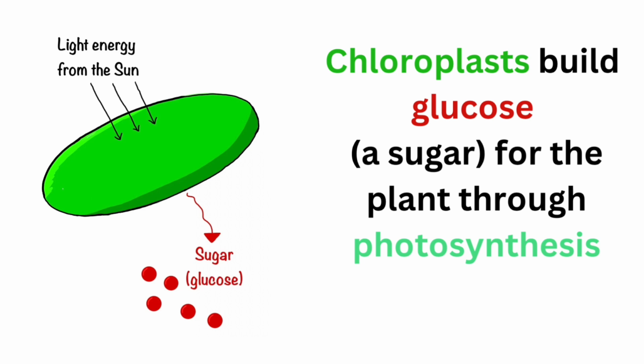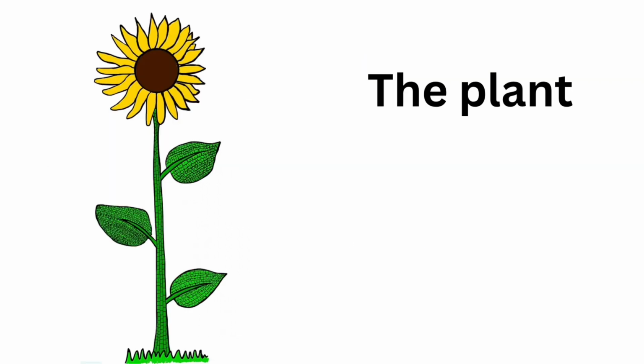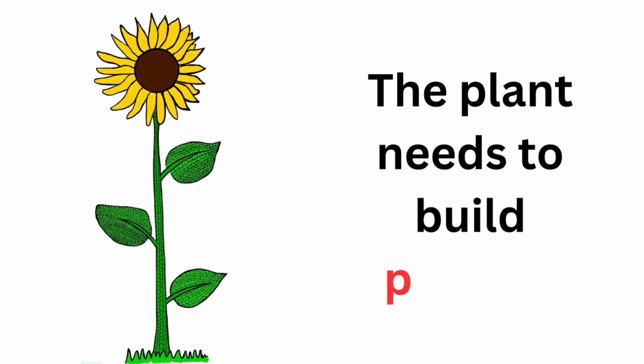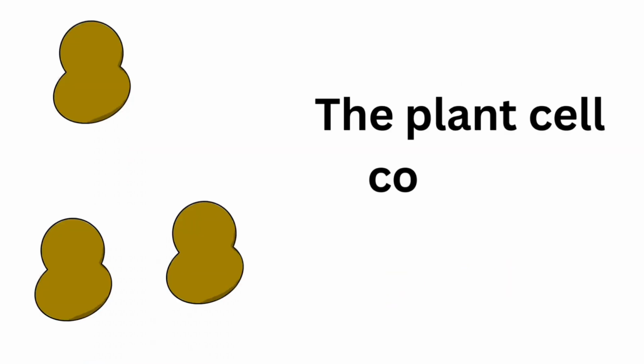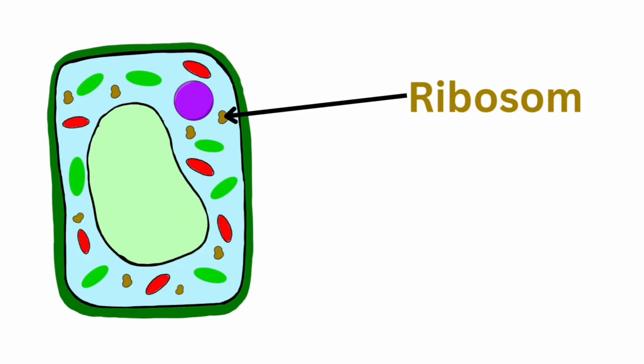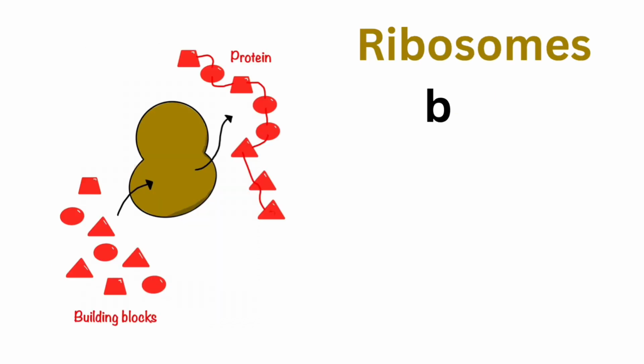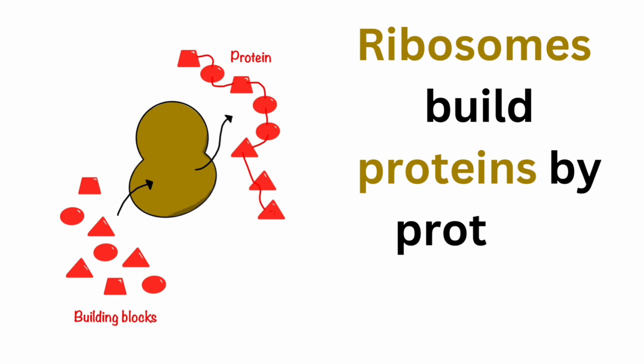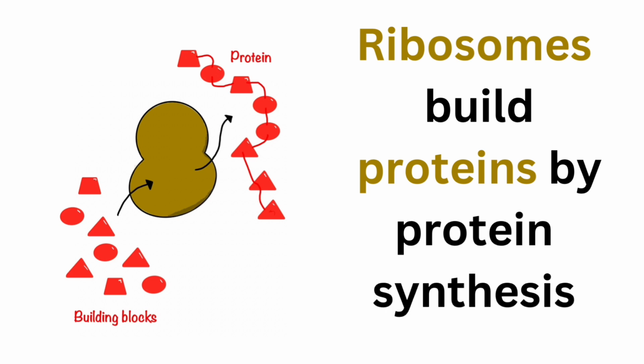As well as making glucose, the plant also needs to build proteins so that it can use these to grow. So inside plant cells, you'll also see lots of these little ribosomes. If you're looking for the ribosomes in the diagram, they're the really small ones, and I've labelled one of them here. And ribosomes have the job of building proteins, and they do this through a process called protein synthesis.